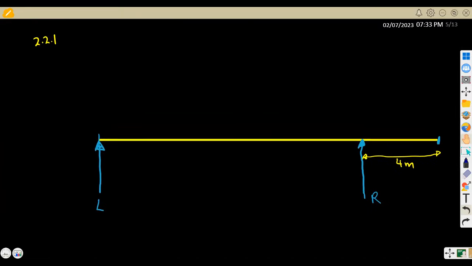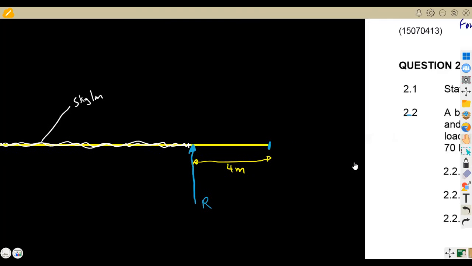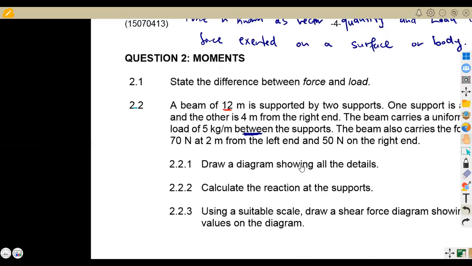So between L and R here, there is a distributed load that we have. This distributed load is given as 5 kg per meter. I shall talk about later what it actually represents when we are answering the question, but for now, that's what we have.